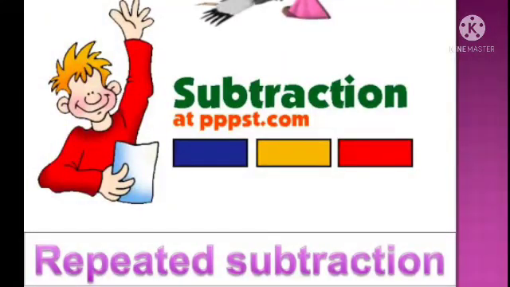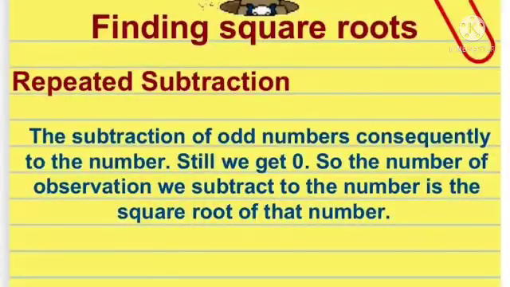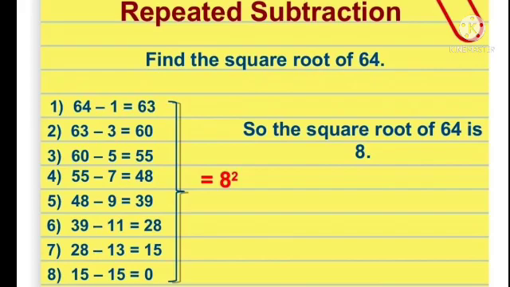Next one is repeated subtraction. Finding square roots. Repeated subtraction. The subtraction of odd numbers consecutively from the number, until we get 0. So the number of observations we subtract from the number is the square root of that number. Repeated subtraction. Find the square root of 64.